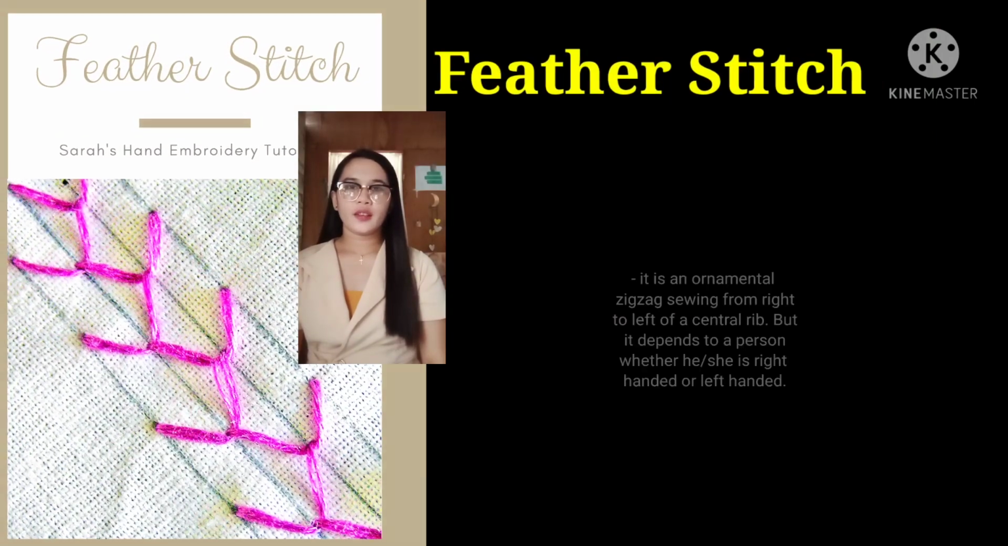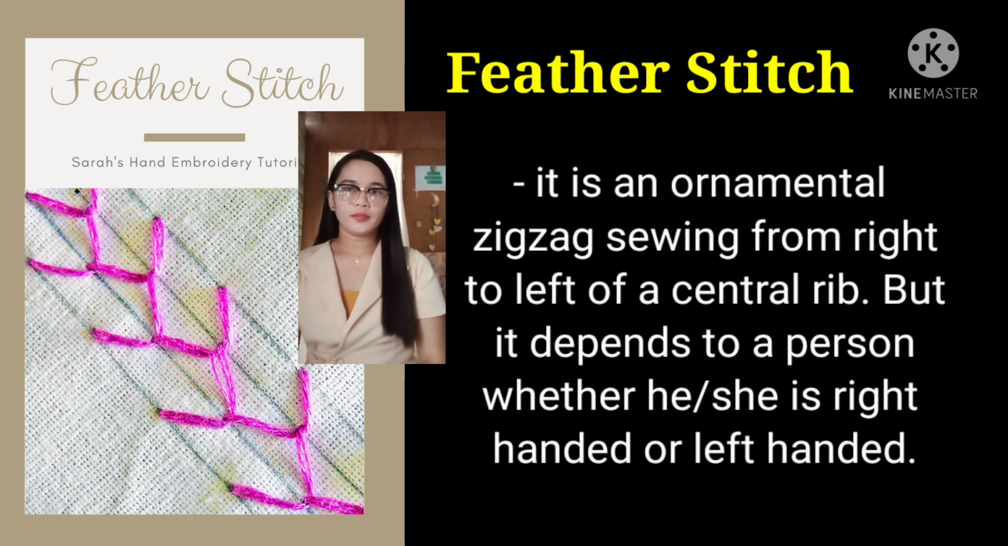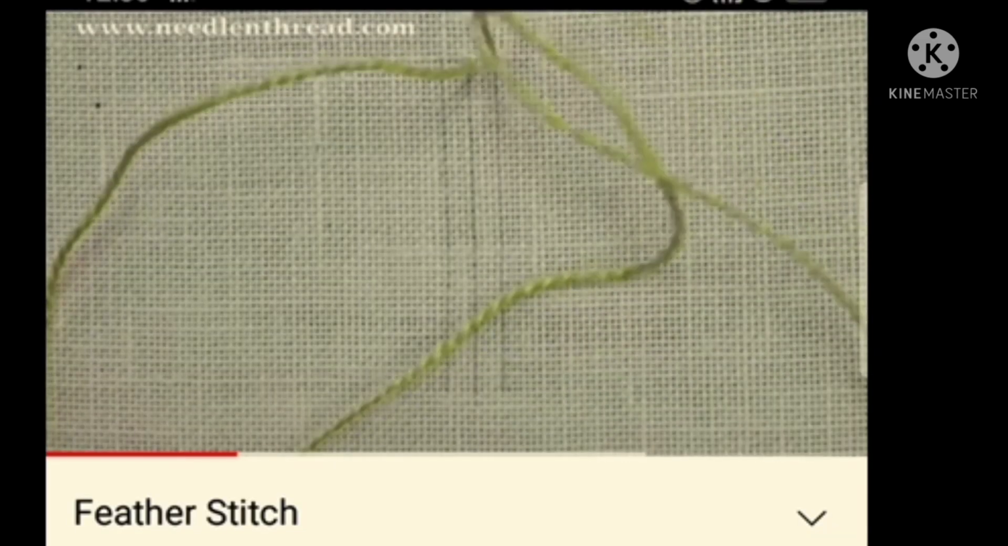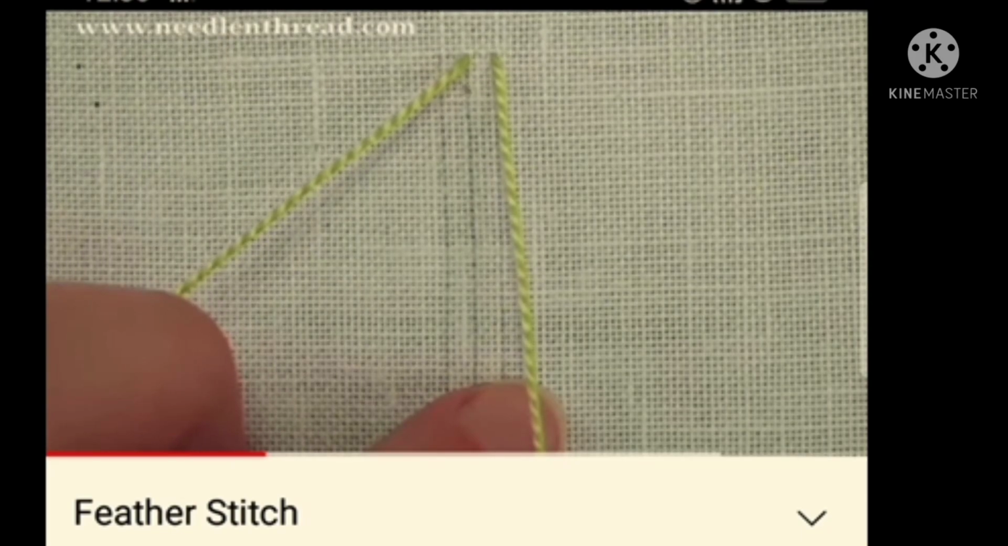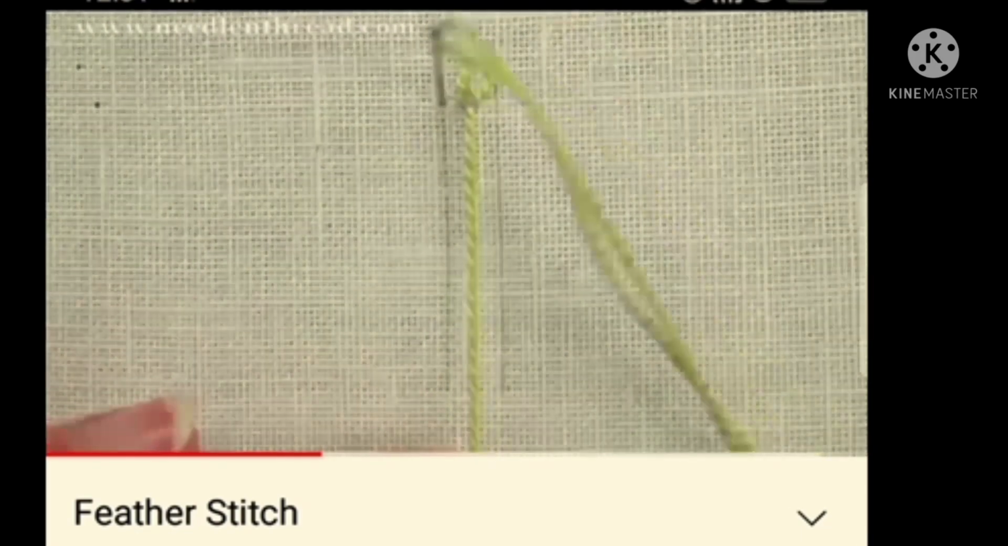Feather stitch is an ornamental zigzag sewing from right to left of a central rib, but it depends on the person whether he or she is right-handed or left-handed. Here is an example of a video tutorial on how to do the feather stitch.